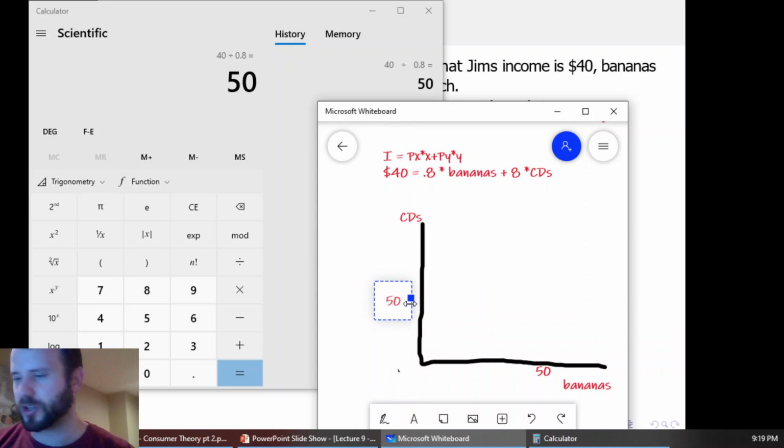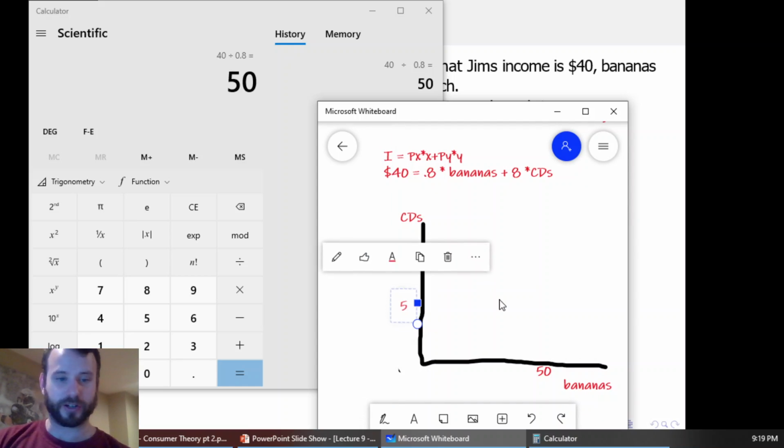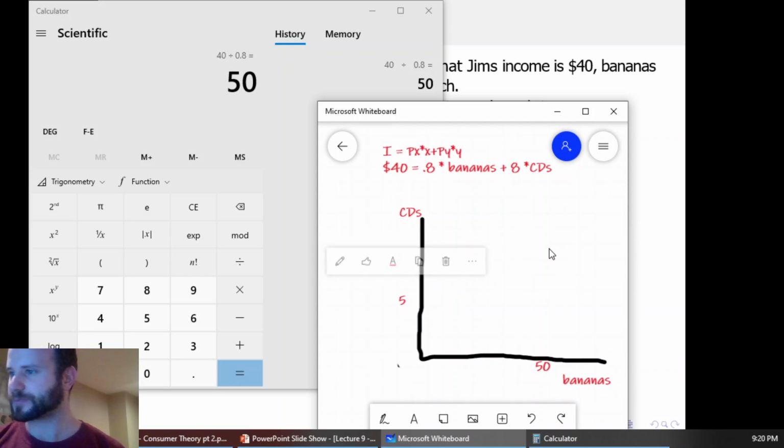And obviously this is not drawn to scale because nothing in this class is drawn to scale because I couldn't draw a scale if even I wanted to.